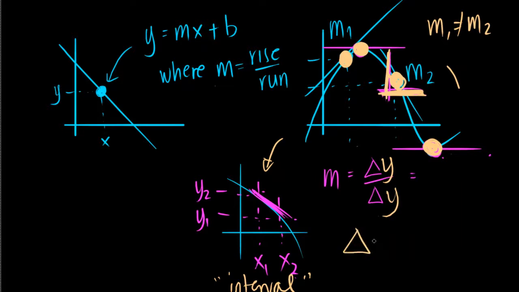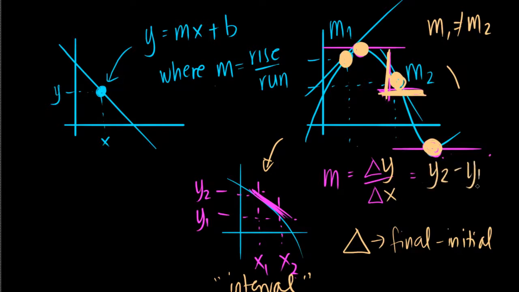Reminder, especially from physics, delta stands for final minus initial. Okay. Final minus initial. So this is y sub 2 minus y sub 1 over x sub 2 minus x sub 1. So at least even though it's not a straight line, our interval is so tiny. I'll show you later. It's going to be so tiny to the point that our curve looks like a straight line.